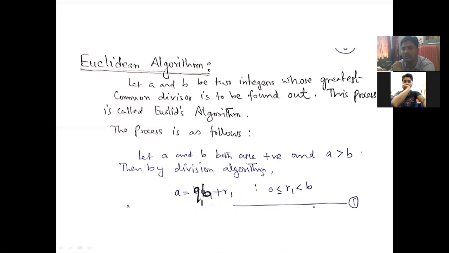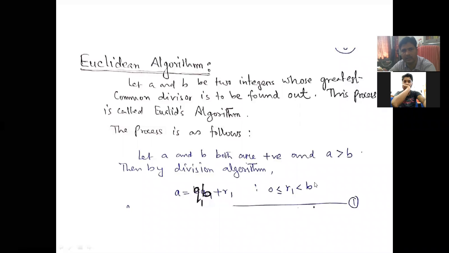Then by division algorithm, A equal to Q1 B plus R1. There exist unique integers Q1 and R1 such that 0 less than or equal to R1 strictly less than B. This is by division algorithm.